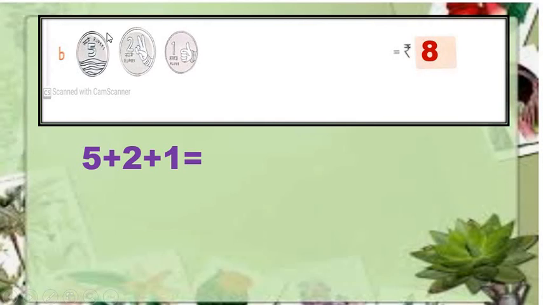Again, you have to draw the image of coins. 3, 5 rupees, 2 rupees and 1 rupees is equal to, write the sign of rupees and in the box write the total value of this money, which is 8 rupees. 5 rupees plus 2 rupees plus 1 rupee. Total we have 8 rupees here.